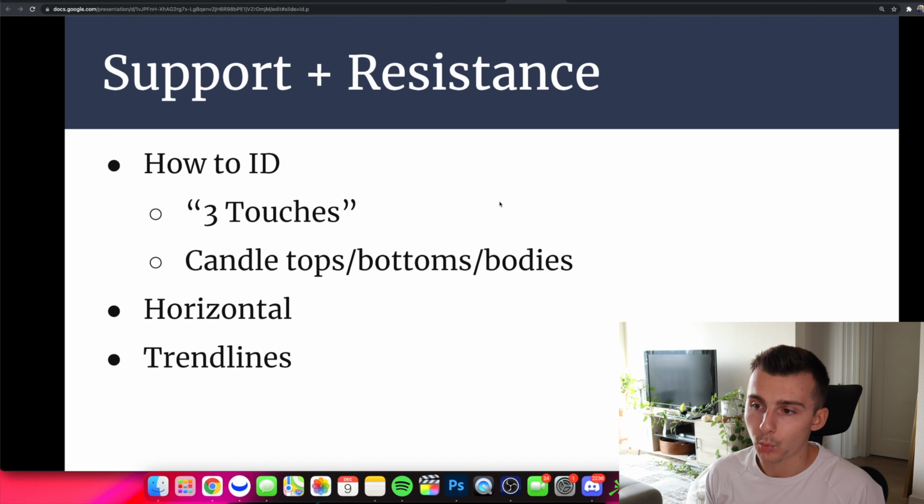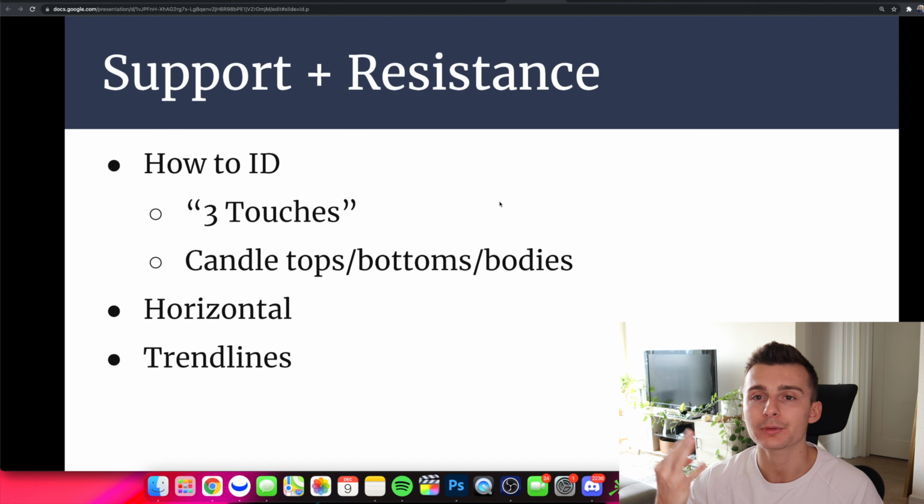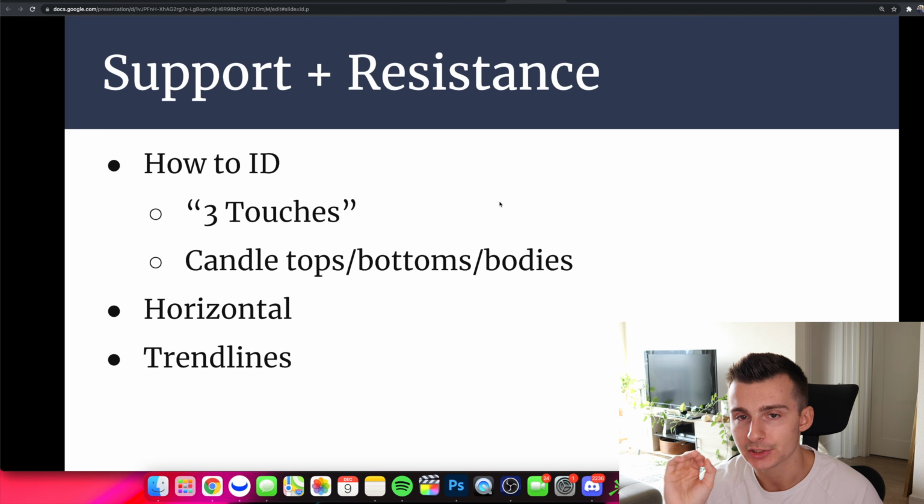Okay, so now we're on to support and resistance. So how to identify it. I like to use what's called the 3-touch technique. That means we've got to get 3 touches for an area to be a strong support or a strong resistance. Okay, so let's go ahead and look at some examples.